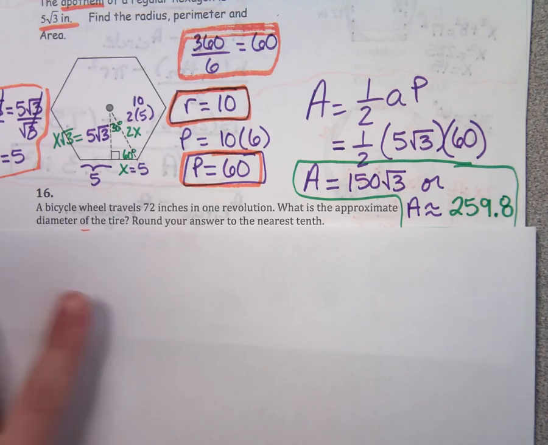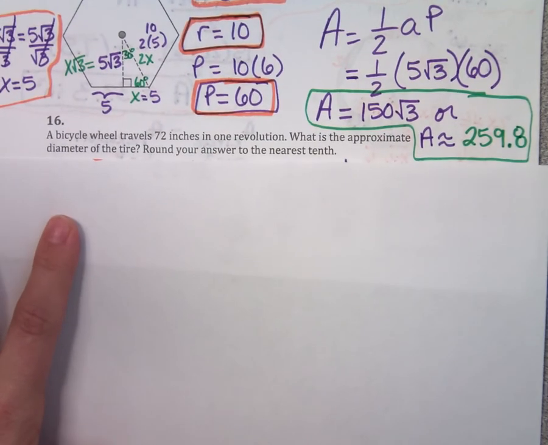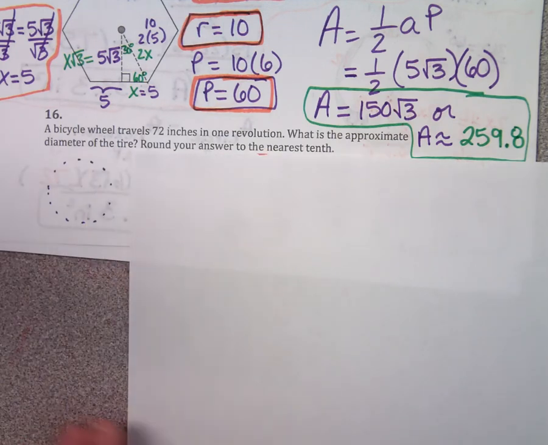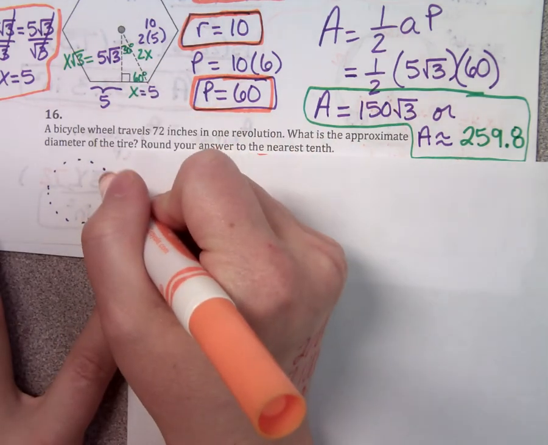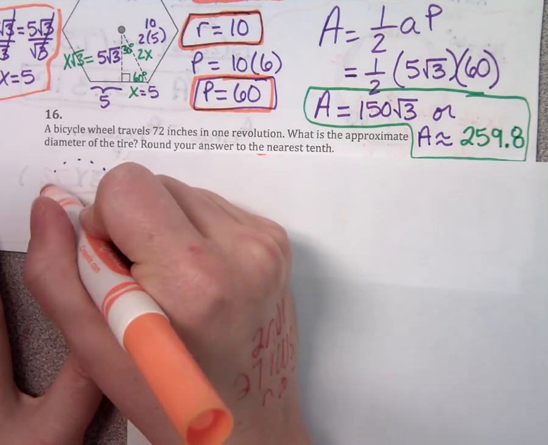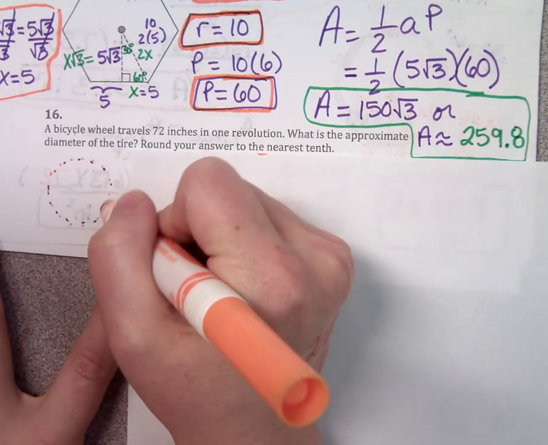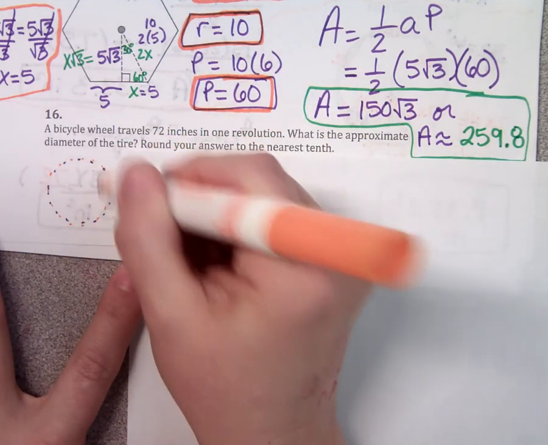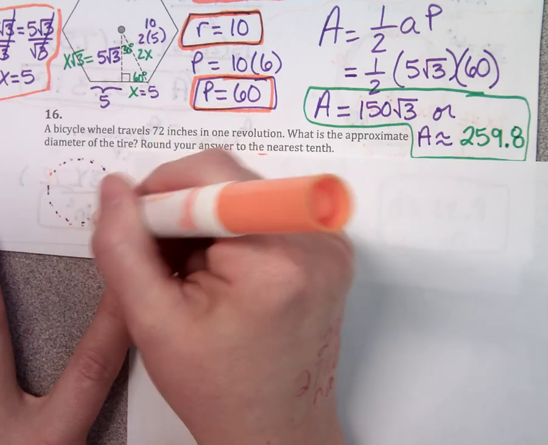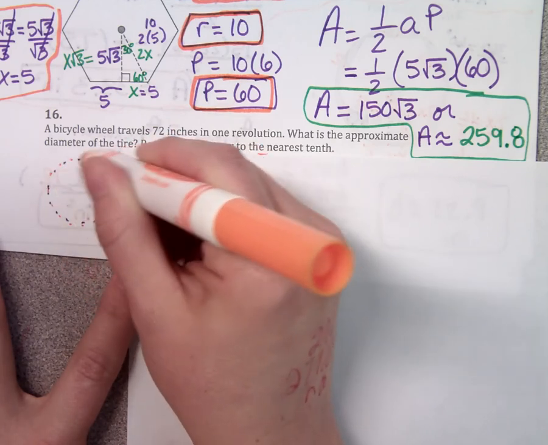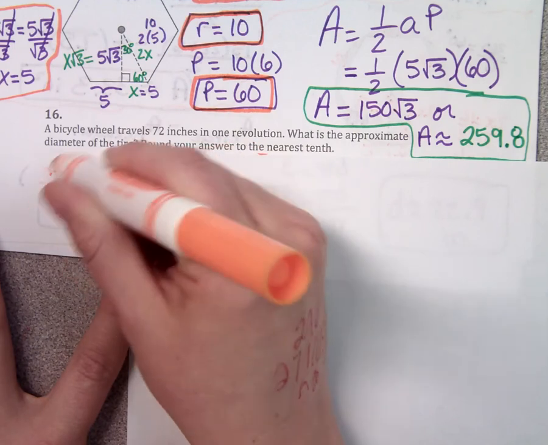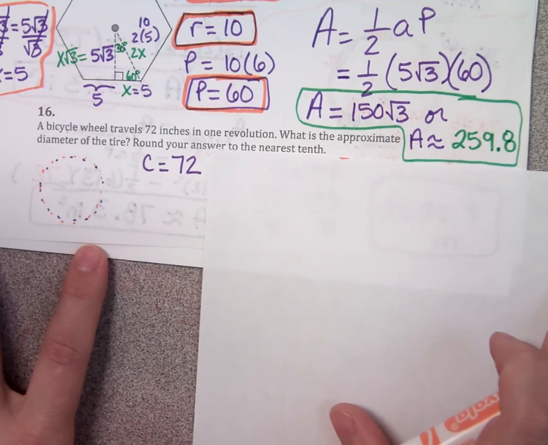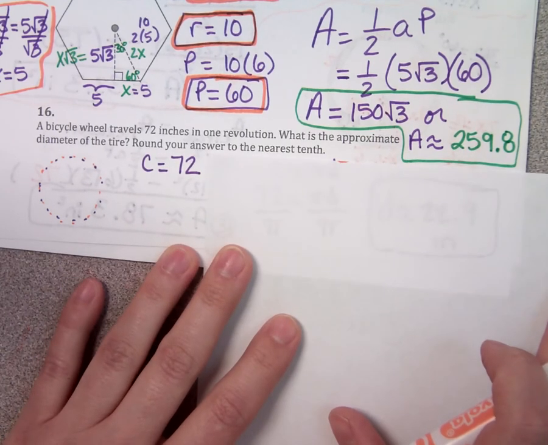Okay, number 16. It says a bicycle wheel travels 72 inches in 1 revolution. So your bicycle wheel is going choo, choo, choo, and it says that it travels 72 inches in this 1 revolution. So this distance that your tire travels in 1 revolution, is that circumference or is that area? It's circumference. So I know my circumference is 72.